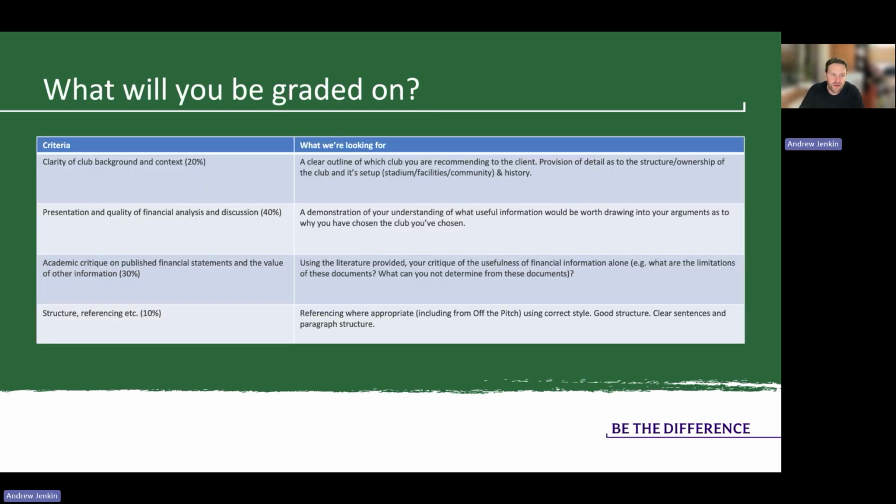This is what you're going to get graded on. So 20% for the clarity of club background and context, 40%, where the bulk of the highest graded section of the report is going to be, on the financial data itself and the metrics you've used and the arguments that you've made. Then that critique of the published financial statements using the academic literature from week 7, and then structure and referencing.